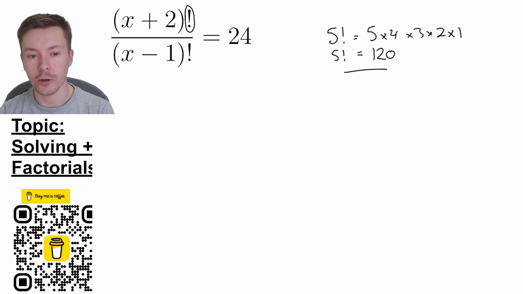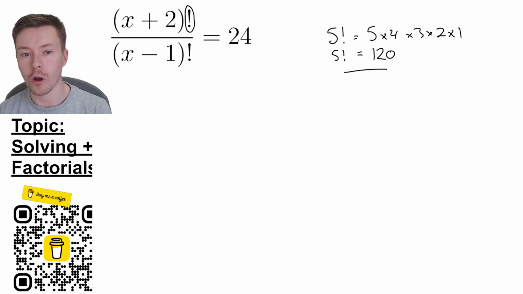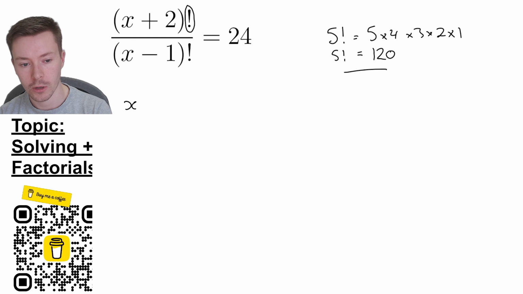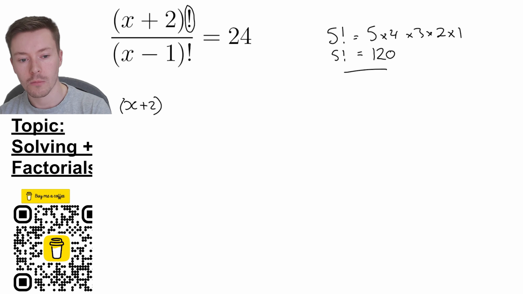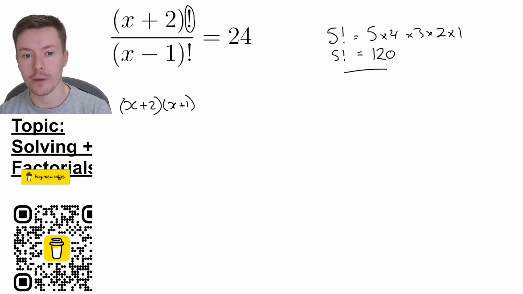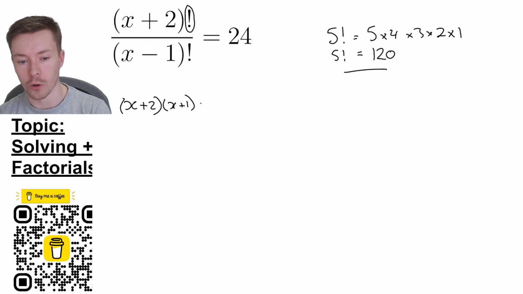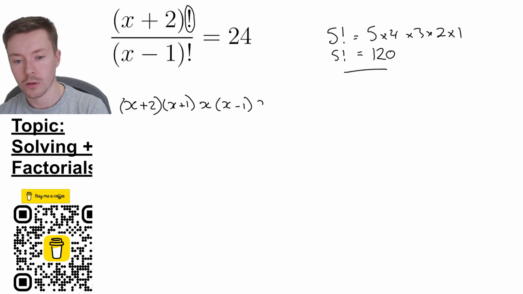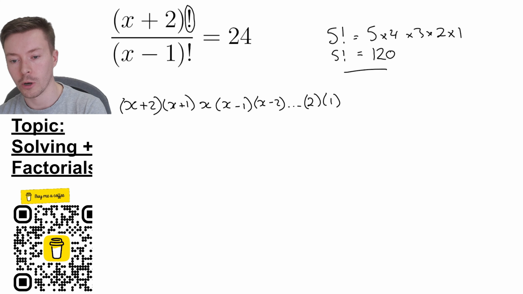Now, what I'm going to do with these brackets, I'm going to expand it out. I'm going to write out what I would multiply x plus 2 by and get rid of that exclamation mark. So I'd have x plus 2 multiplied by x plus 1, because remember, each time you're taking 1 away from the number. So x plus 2 take away 1 is x plus 1. Take away 1 again, we get x. Multiply that by x minus 1, by x minus 2, and you keep going all the way down until you get to 2 multiplied by 1.